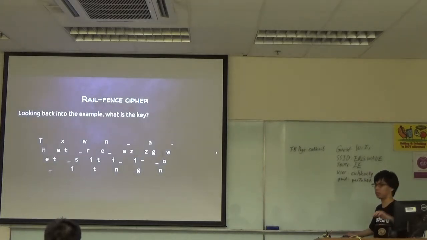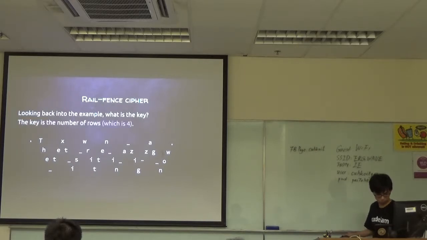Okay, and looking at the example again, could anyone tell what the key is? Where is the key? The key is already hidden. Yeah, where is the key? The key is already shown as the number of rows. There are 4 rows, and the key is 4.